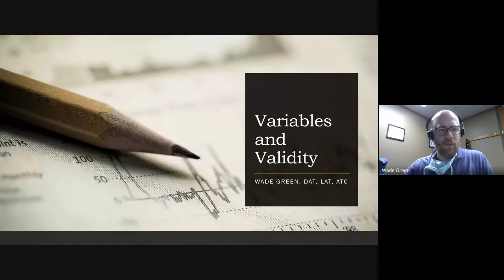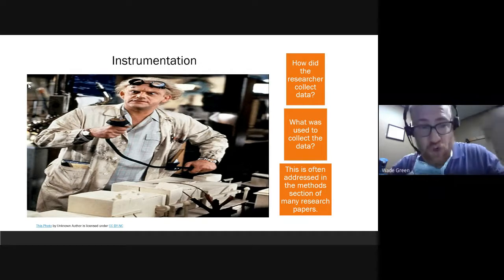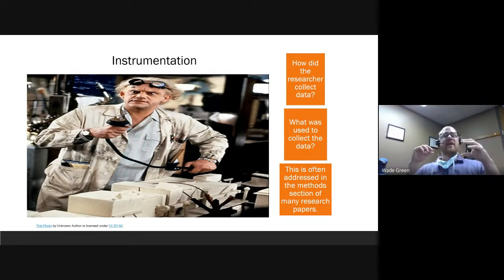Okay. So this week we're going to be talking about variables and validity. Really, the conversation about variables and validity starts when we talk about instrumentation. This really gets important when we are trying to make a decision or trying to describe how it is that someone collects their data.